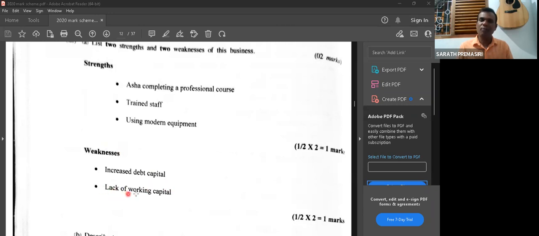Then the other one is lack of working capital, because you see, out of that 700,000, she spent 600,000 to purchase a building. Only 100,000 is there for day-to-day business activity. Out of that, some amount was used for purchasing or importing new equipment, so she is facing some day-to-day monetary problem. Just try to understand.